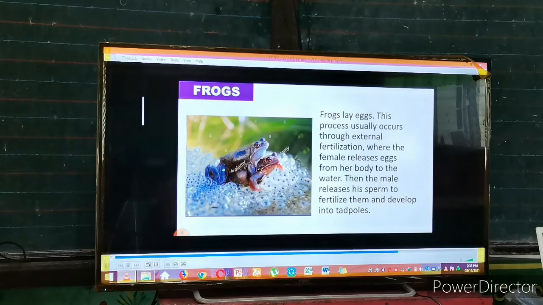Frogs. Frogs lay eggs. This process usually occurs through external fertilization, where the female releases eggs from her body to the water. Then the male releases his sperm to fertilize them and develop into tadpoles. So, si male, nandoon din siya at the back of the female frog. And then nakikita natin yung mga eggs na na-release ng parehong parent. Mapafertilize ang egg na yan dyan sa water na.